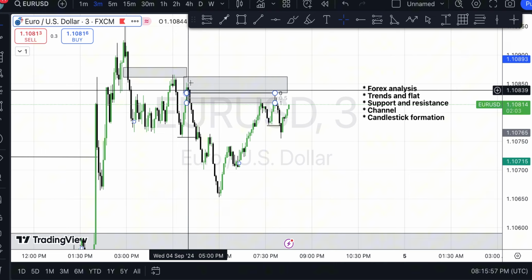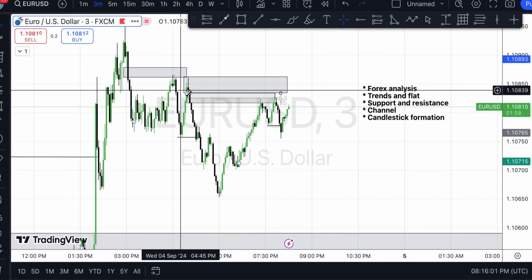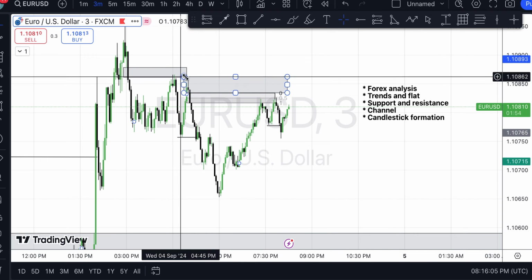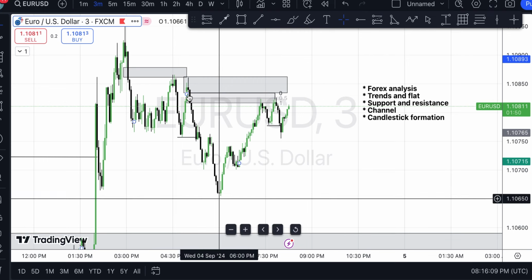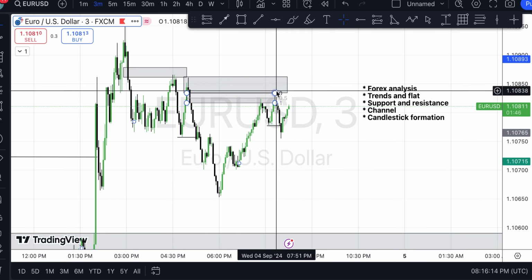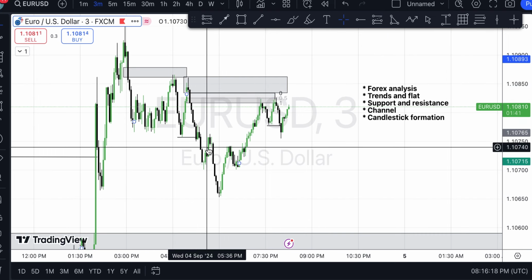So why I am trying to explain this is this was a historical event that took place, and that made me mark out that place and predict that price will trace back there and sell further. So that's how technical analysis works.